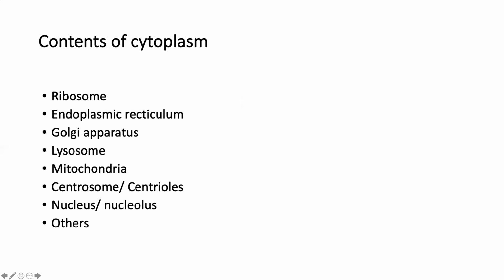Now let's talk about the contents of the cytoplasm. There are many structures, but let's talk about a few important ones. For example, ribosome, endoplasmic reticulum, Golgi apparatus, lysosome, mitochondria, centrosome, centrioles, nucleus, and of course, there are many others which I have not included.